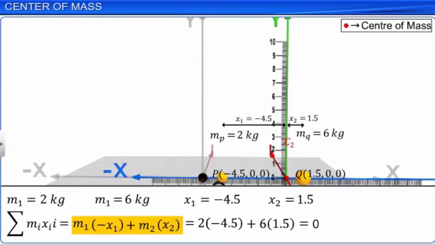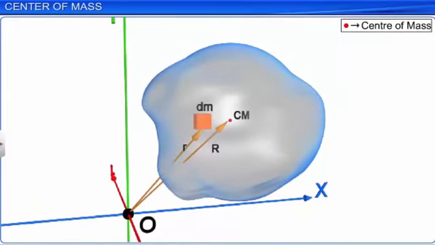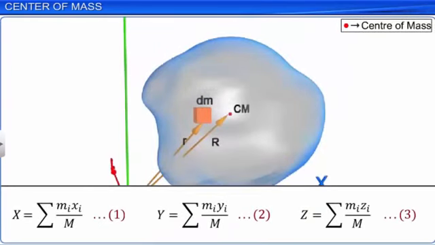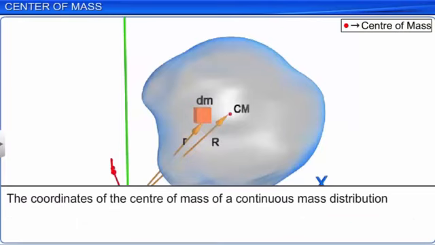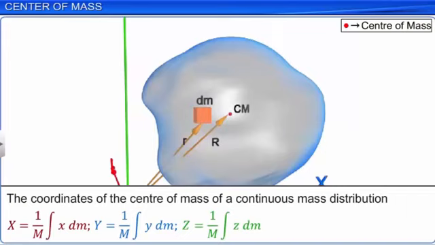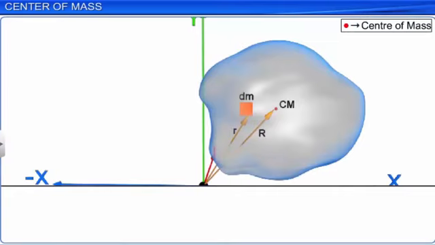When we deal with rigid bodies of continuous distribution of matter, we need to replace the summation symbol sigma in equations 1, 2, and 3 with an integral symbol. The coordinates of the center of mass of a continuous mass distribution is denoted by x is equal to 1 by M integral of x dm. Y is equal to 1 by M integral of y dm. Z is equal to 1 by M integral of z dm, where M is the total mass of the body. The equivalent expression in vector notation is R is equal to 1 by M integral of r dm.